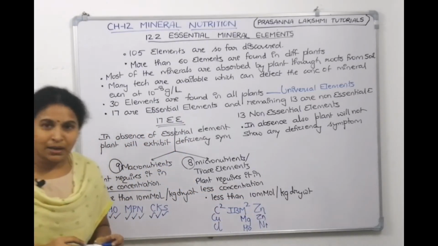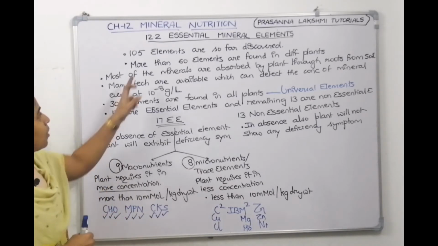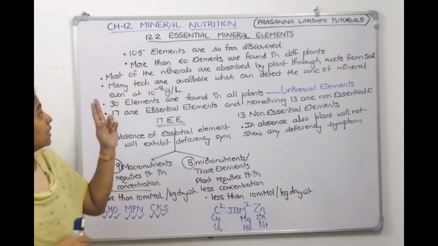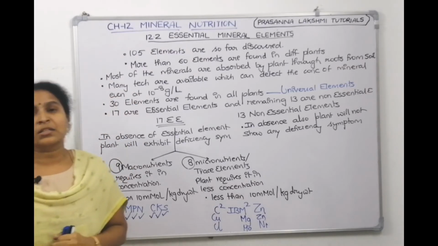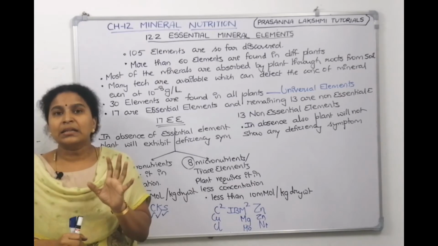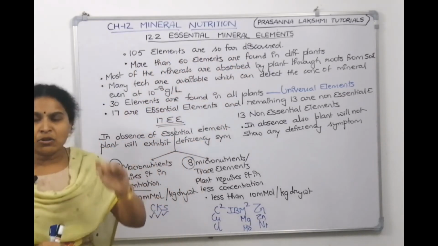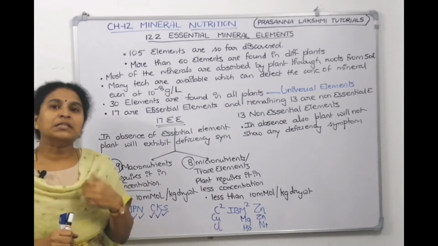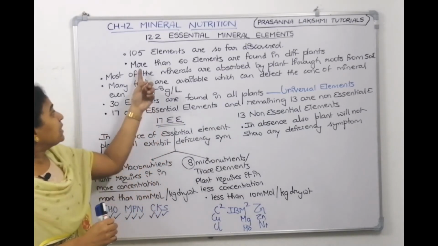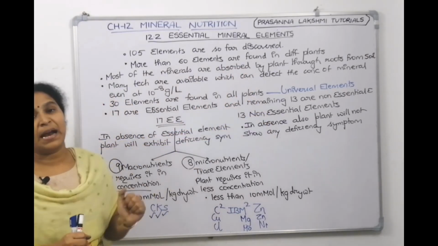Let us have a quick recap of what is there on the board, then we will go to the next board. Our today's topic is essential mineral elements. How many elements are so far discovered? According to NCERT, there are 105 elements discovered so far. Out of this 105, how many elements are found in plants? More than 60 elements are found in different plants.